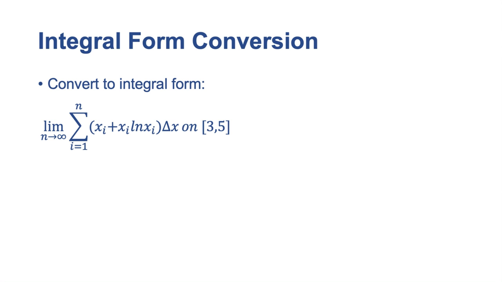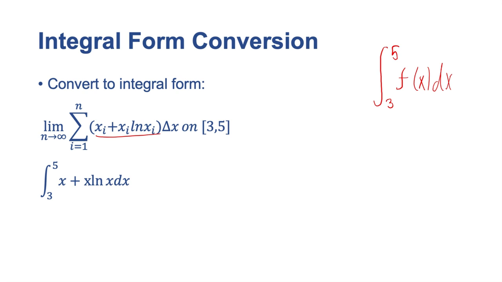So immediately we should see the interval that we are integrating over, and that means that we are going to have our lower bound as 3 and our upper bound as 5. Then if you remember, in here we put our function, and here we put a dx. So here we have our function, and our dx we can just write at the end. So this will become the integral from 3 to 5 of x plus x times the natural log of x dx. And we can drop the sub i's as well when we put it into integral form.